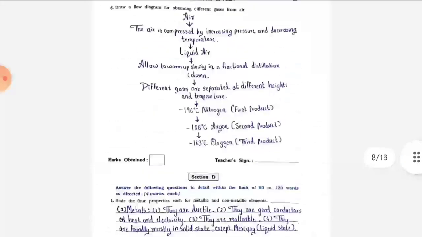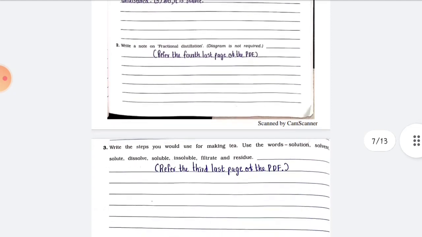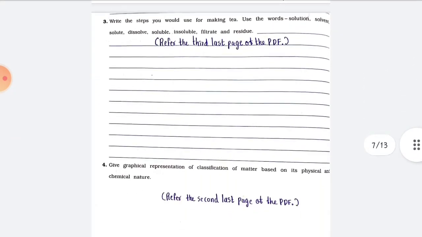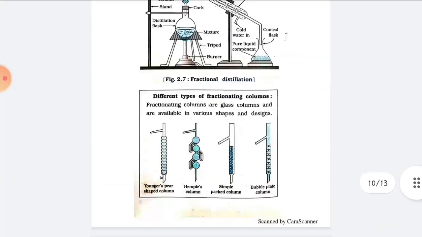Now let's see the next question. Number 3. Write the steps you would use for making tea. Use the words solution, solvent, solute, dissolve, soluble, insoluble, filtrate, and residue. So, answer of this question is here.